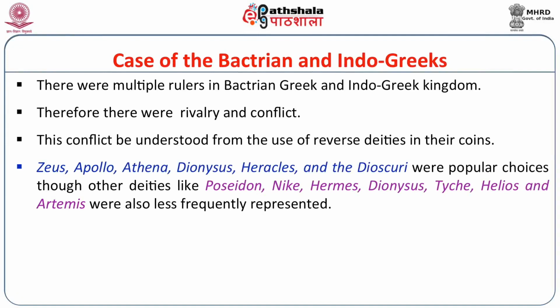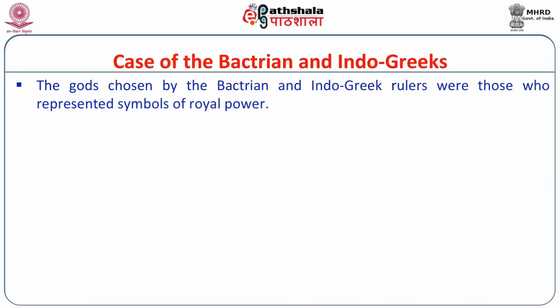The deities that were represented in their coins were Zeus, Apollo, Athena, Dionysus, Heracles, and the Dioscuri, which were very popular choices, though other deities like Poseidon, Nike, Hermes, Tyche, Helios, and Artemis were also not less frequently represented. We shall see that these gods were not random choices, but they were chosen by the Bactrian and Indo-Greek rulers, and they were represented by the symbols of power.